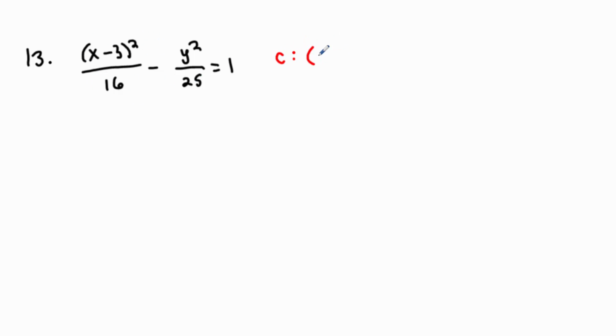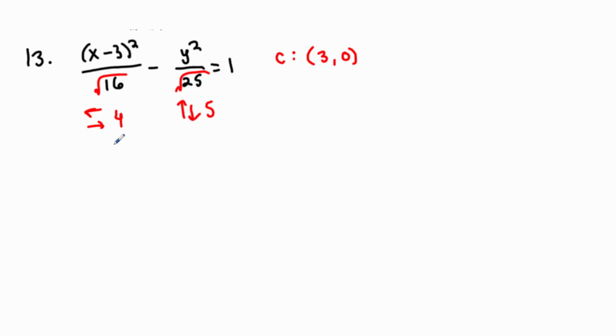So on number 13, we have (x - 3)² over 16 minus y² over 25 equals 1. So we can know a lot of things just from this equation. We can know that the center of our hyperbola is at (3, 0), because we look at the top numbers to figure that out. We can know that we're going to go left and right 4, because that's what's underneath x. We know that we're going to go up and down 5, because that's what's under y.